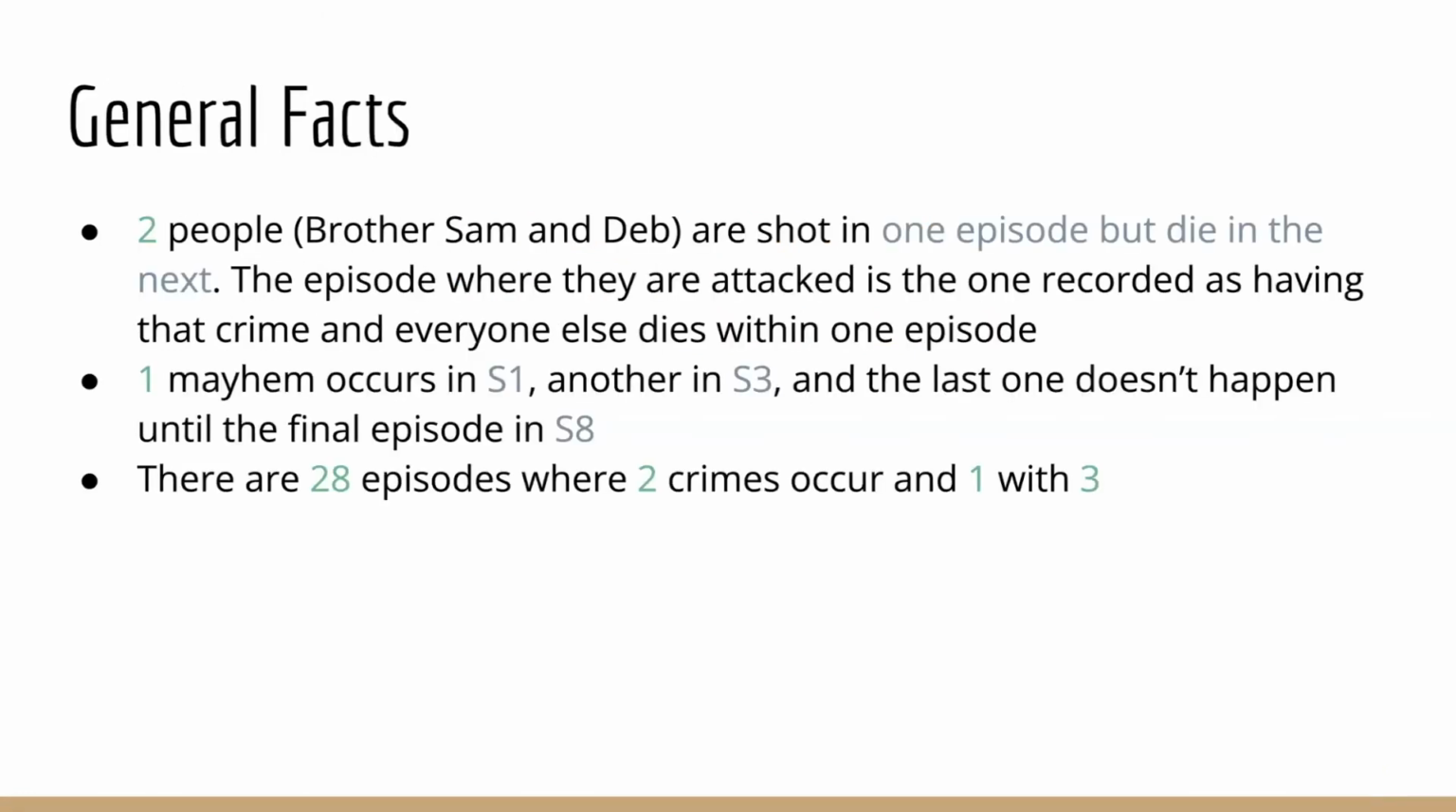Now, a couple general facts about the crimes. There are 2 people, Brother Sam and Deb, who are shot in one episode but die in the following episode. And so the episode where they are attacked is recorded as having that crime, but everyone else in the show dies within one episode, if not already being dead when Miami PD gets there. And then one mayhem occurs in season 1 and another in season 3, and the last one doesn't happen until the final episode in season 8. And there are 28 episodes where 2 crimes occur and one with 3 crimes, and that one is The British Invasion, the season 2 finale. Crimes in that episode are murder, arson, and abduction.